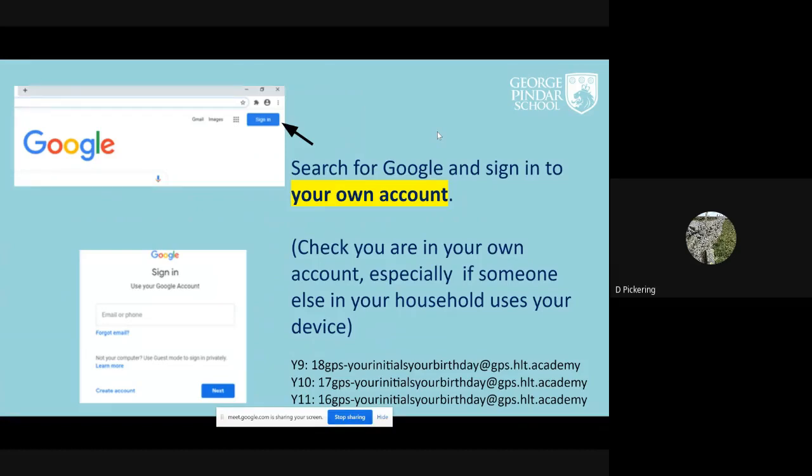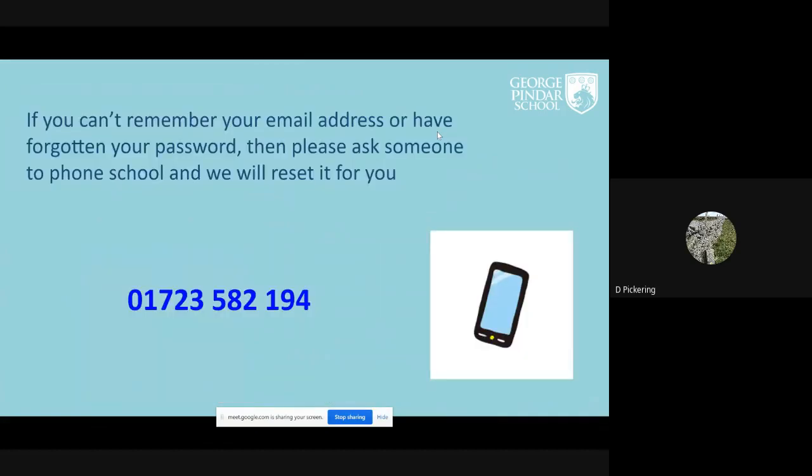Remember, you need to sign in to your school Google account using your school email address and the password that we have set you. If you're stuck at all with either accessing the work or you've forgotten your password or you need your password resetting, then please phone us at school. There are staff in school every day who can help you with any matter to do with this.